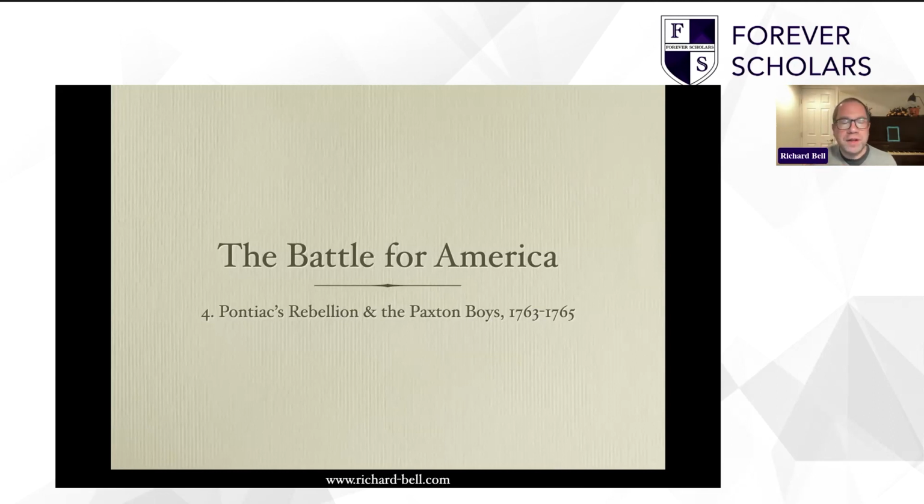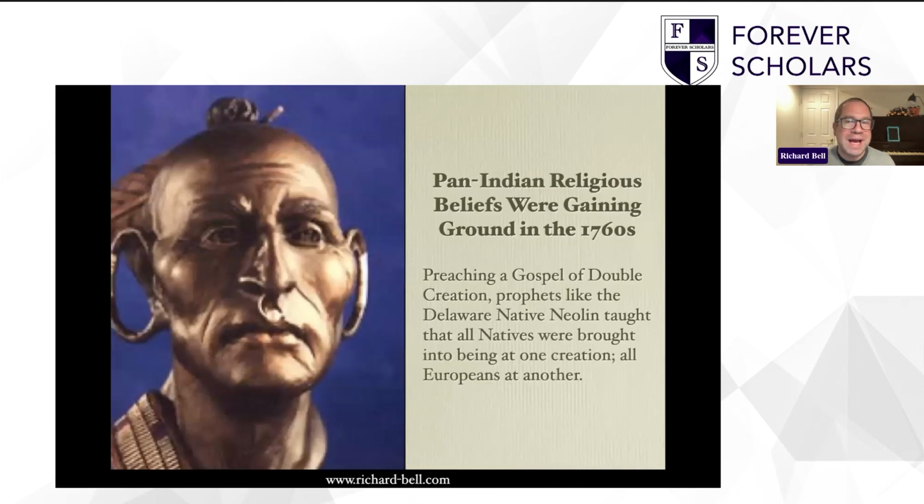The most famous prophet of pan-native identity in this period was a Lenni Lenape man named Neolin. By adapting some Christian ideas to native belief systems, Neolin preached a gospel of a double creation. One creation for all natives, another creation for all Europeans, but completely separate. Neolin was preaching that the Creator had intended natives to be forever separate and autonomous from Europeans, and thus that all native nations should fight together for a common interest against Europeans.